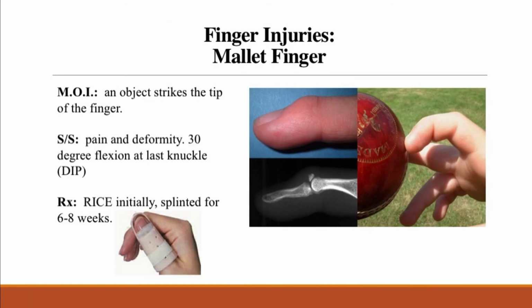Mallet finger occurs when an object, such as a ball, strikes the end of the athlete's finger, tearing the extensor tendon. The result of the tear is that the last joint of the finger, referred to as the DIP joint, drops into 30 degrees of flexion. If there is no fracture, the athlete will be fitted with a splint for 6 to 8 weeks to allow the tendon to heal naturally.